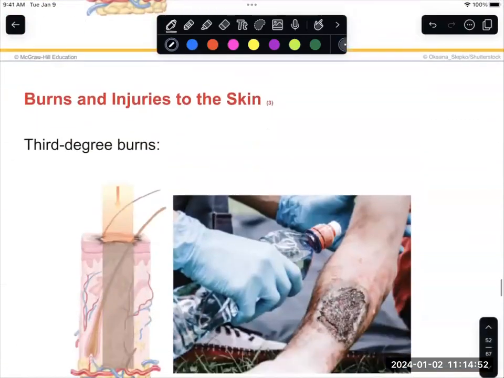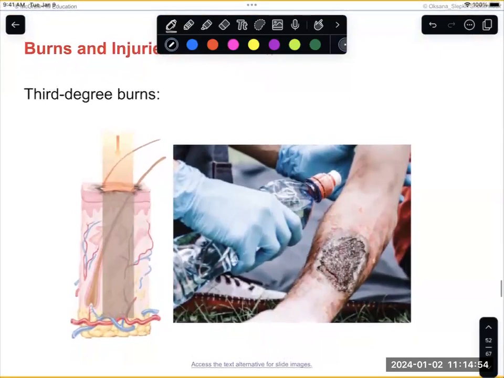A third-degree burn involves the epidermis, the dermis, and then the bottom layer, which is known as the subcutaneous tissue. This third-degree burn is also known as a full thickness burn. It's going to require medical attention, and usually it involves skin grafting, where they take skin from one area of the body and transplant it to another area of the body so the skin can regrow.